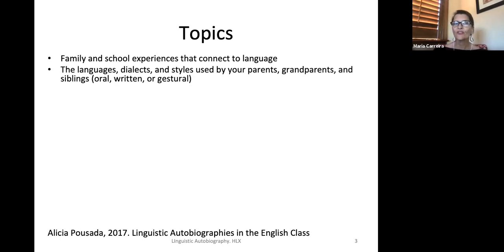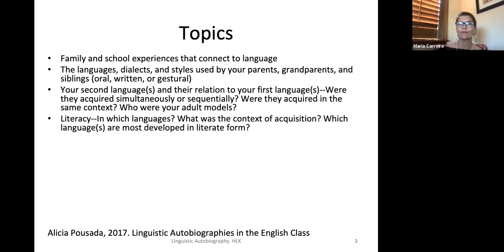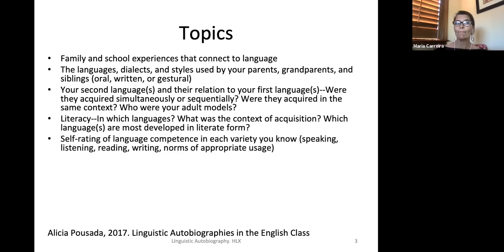So she says you can ask your students to describe language, dialects, and styles used by parents, grandparents, and siblings. The relationship between the two languages: which one was learned first, or were they both learned at the same time? And who were the models that you copied as you were learning each of these languages? What about literacy? What was the context of acquisition of literacy learning in each of these languages, right?